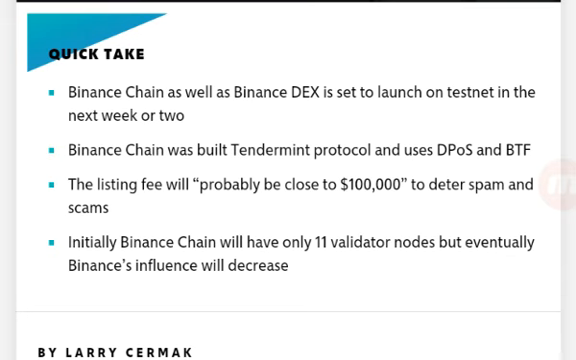So, some good things there with the delegated proof of stake, in my opinion. And the name Binance and the network effect of Binance at this point in time, I would imagine you could see many tokens on there potentially, or maybe not. But then we get to this listing fee of close to $100,000 to deter spam and scams, and then it just becomes quite impractical at that point, right?